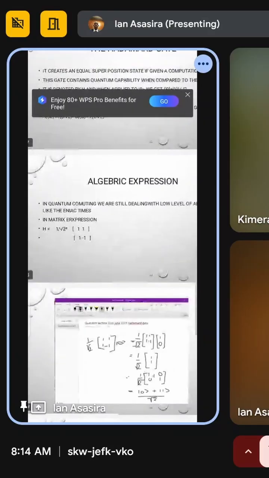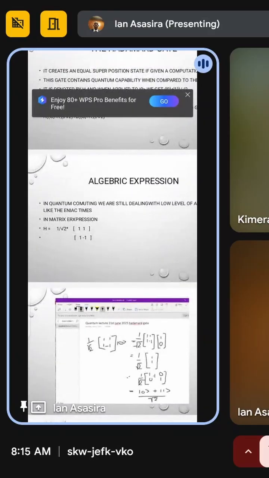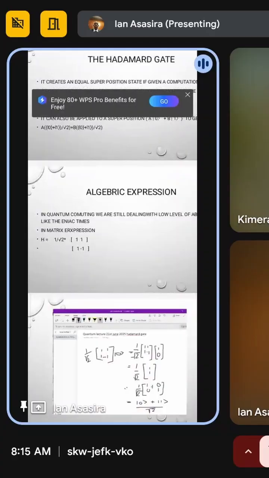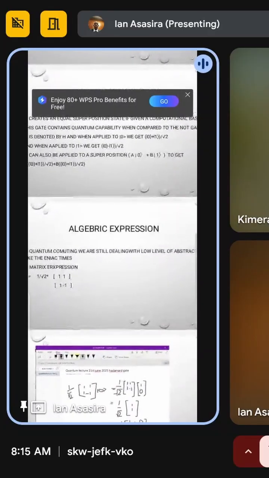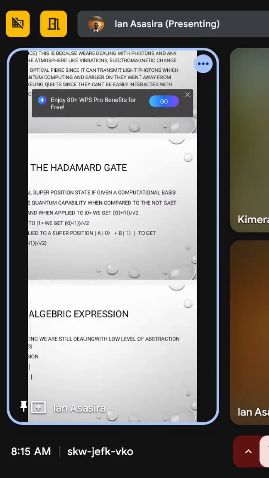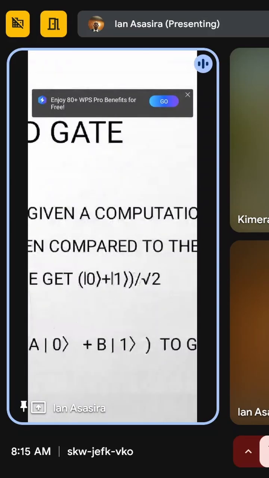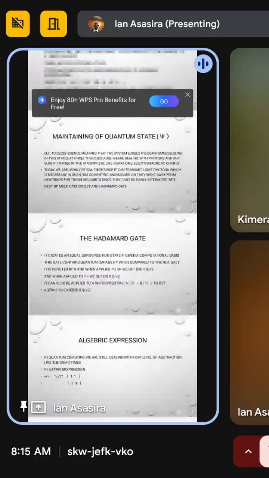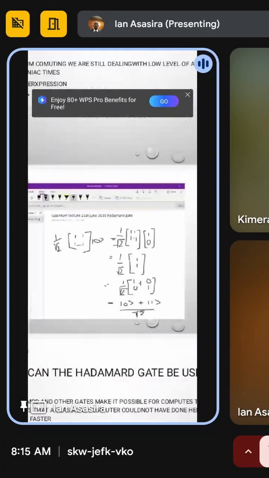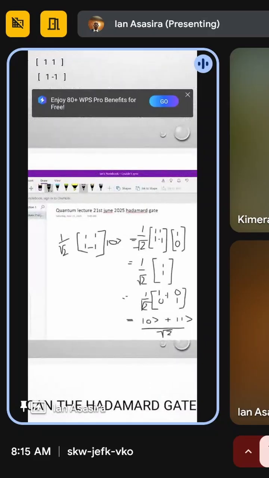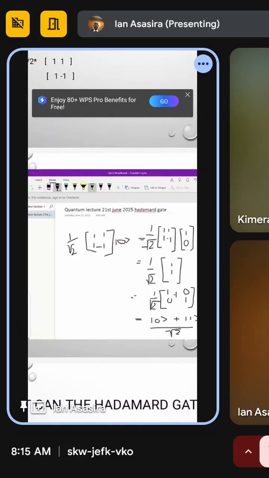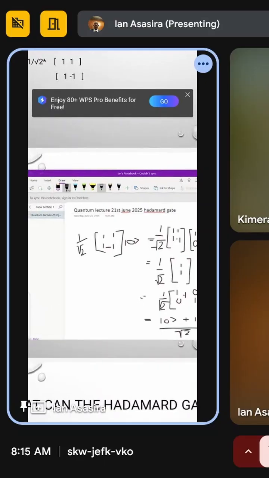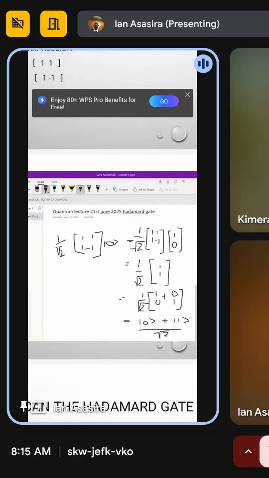So if you want to prove that ket state 0 turns into the equation I showed you up here, we're just going to prove that when you apply the matrix to this state, you get this. So mathematically, the first bracket represents the matrix, and that part, ket 0, is the state.